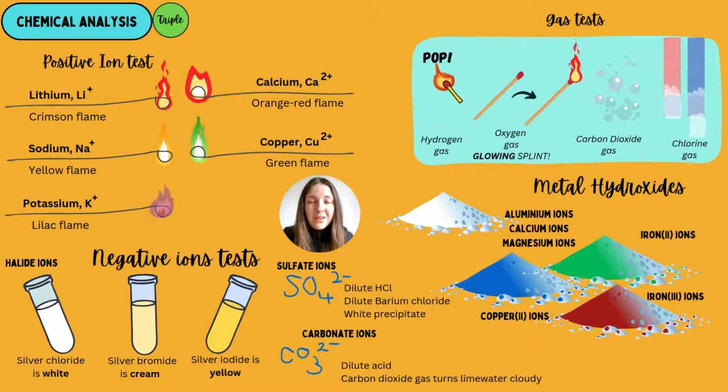And the reason they're negative, just to make this crystal clear, is because they essentially accept electrons from metals, and that's how you get ionic bonding, right? So anyway, let's talk about this. Positive ion test. How do we test and know what ion is which?